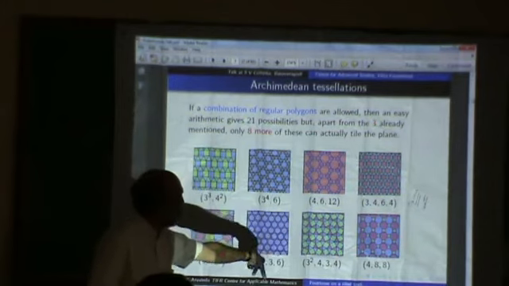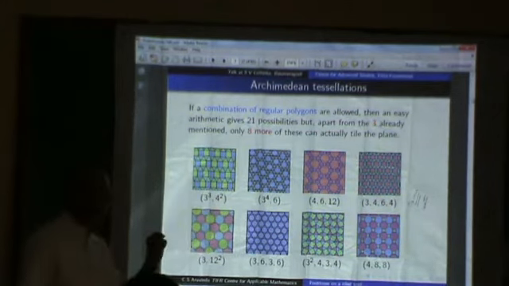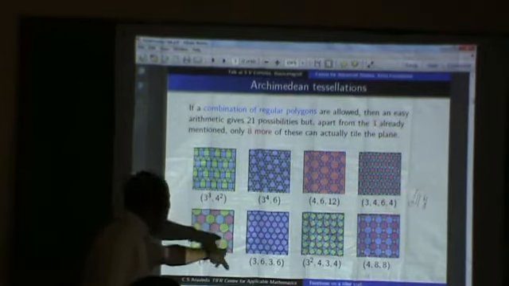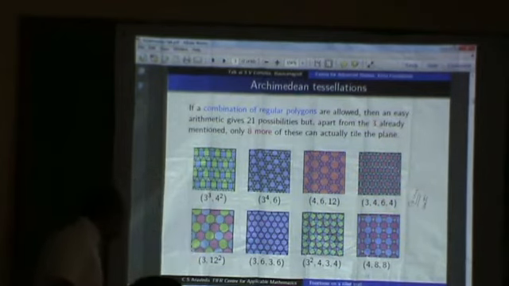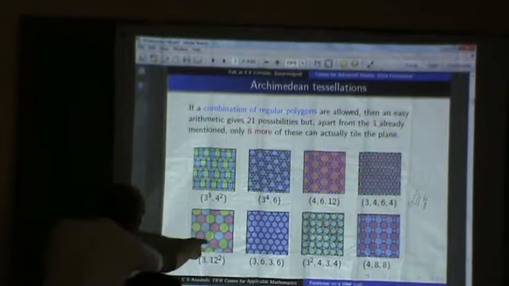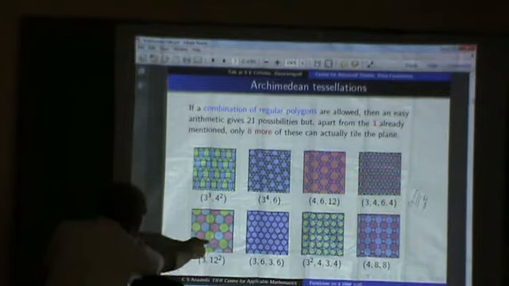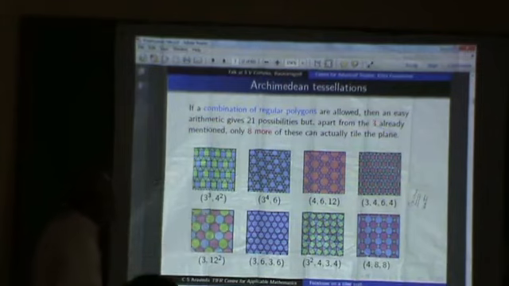4, 8, 8. What do all these numbers mean? At each corner point, let's just look at this one, you have a 12-gon. At this point you have a 12-gon, then a triangle, another 12-gon. So that's what it means: 3, 12 squared, or you could think of it this way: triangle, 12-gon, 12-gon. 12 squared means 12 twice.